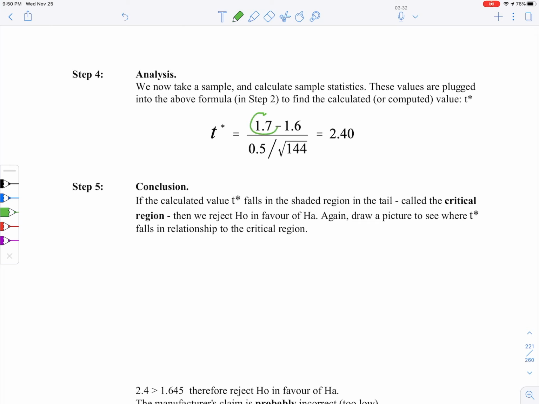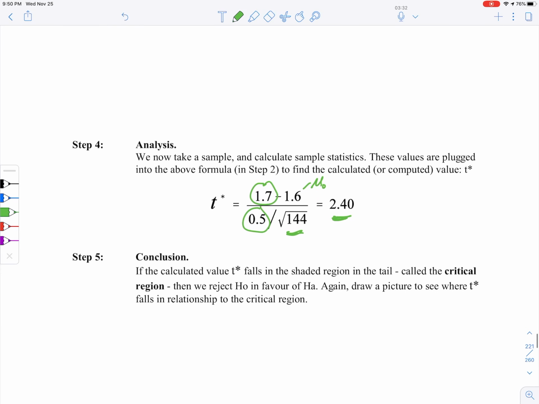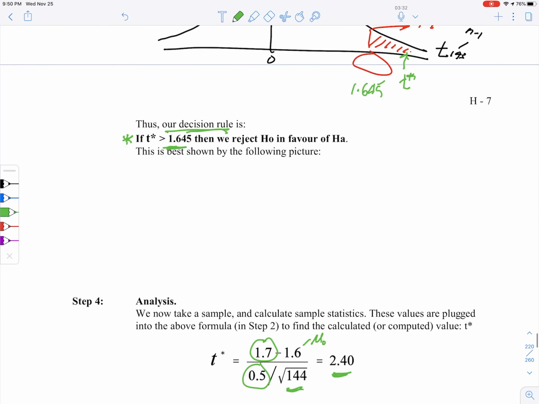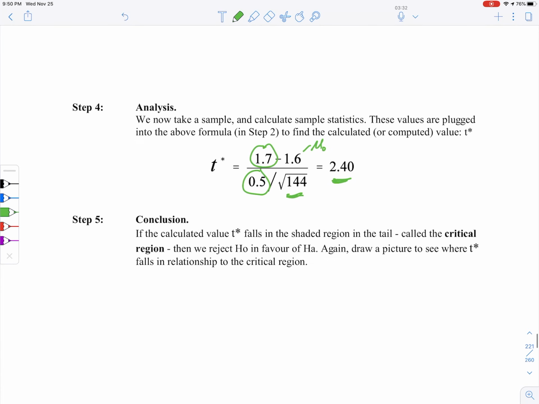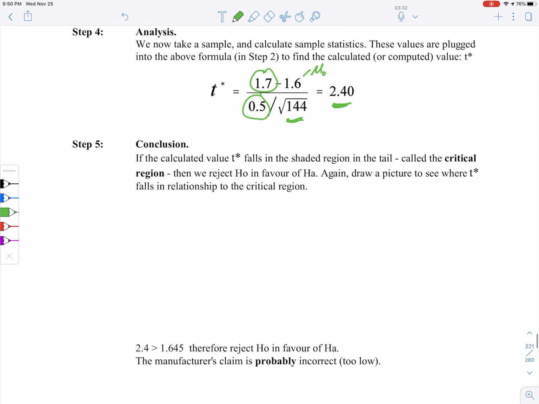Step number 4 is to actually take the sample and stick it into the formula. So we've got our 1.7, we've got our 0.5, we've got our 144. This is, of course, our hypothesized mu value, and we end up with 2.4. 2.4 is greater than 1.645, so it's in the rejection zone.